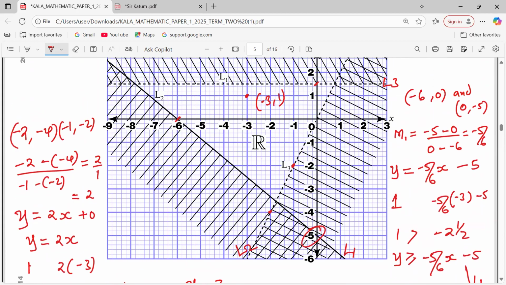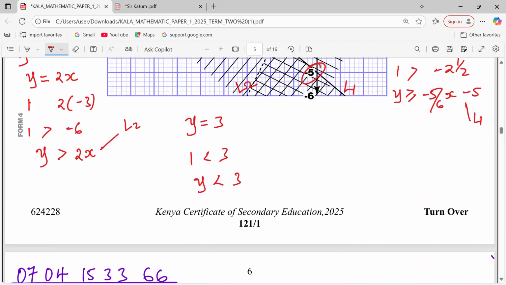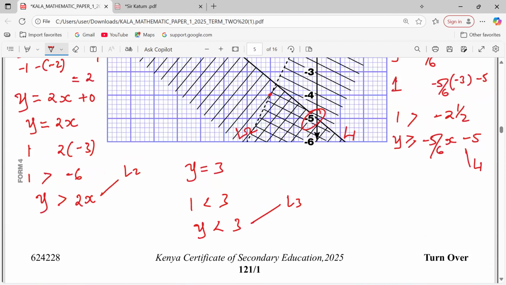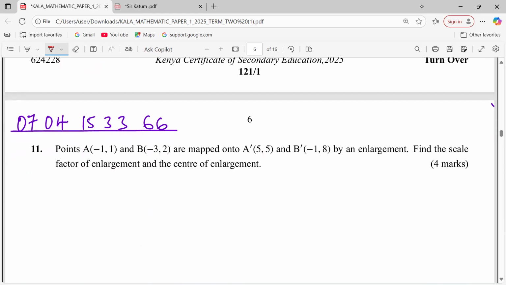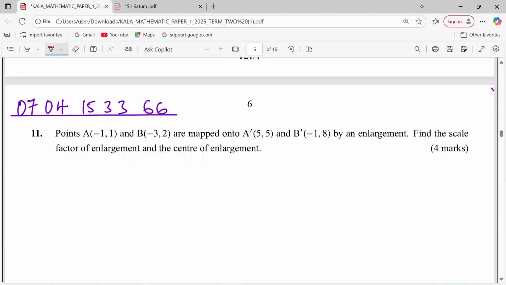Do we need it complete? No, it's also dotted. So if it's dotted, then we strictly remain to less than, strictly less than. So those are the inequalities properly stipulated. Number 11, another simple question here.